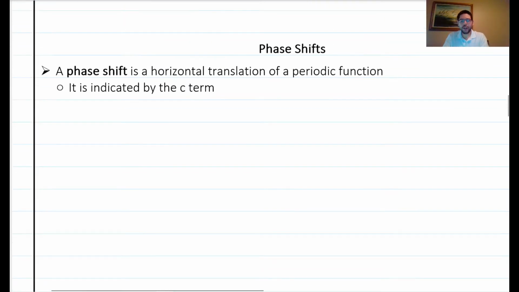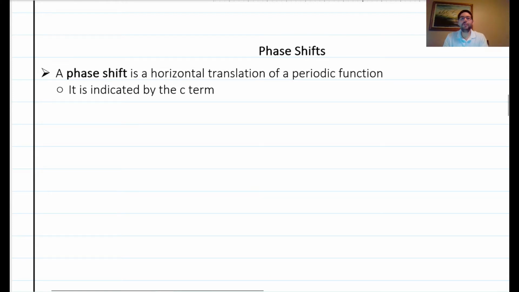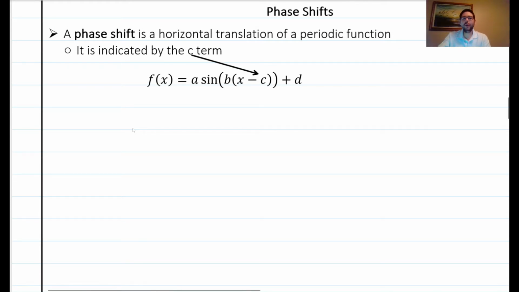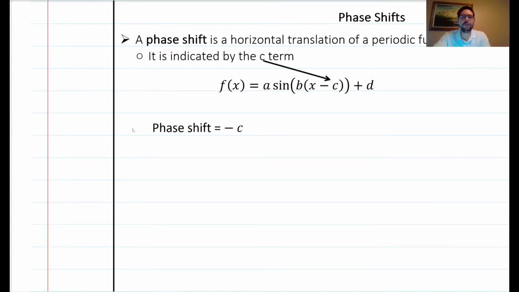So let's go ahead and discuss the phase shift. That's what the C term does. The C term is called a phase shift. It helps you with the phase shift. So it's a horizontal translation of a periodic function indicated by the C term. So now we know what the C term does. So the phase shift is actually going to be the C value. So let me go ahead and adjust this. It should be the C value, not the negative C value.